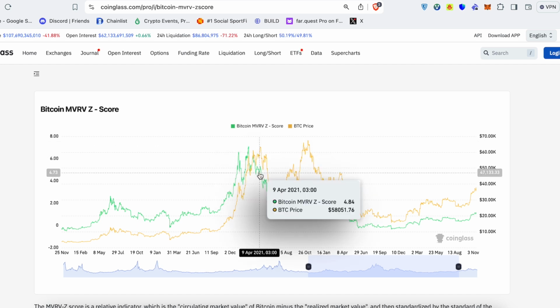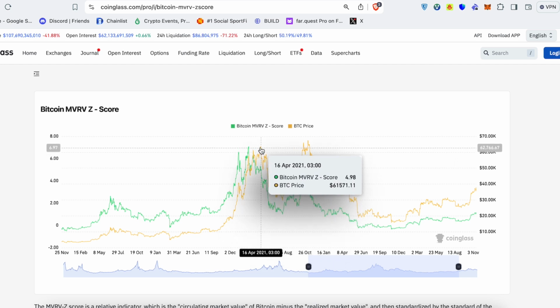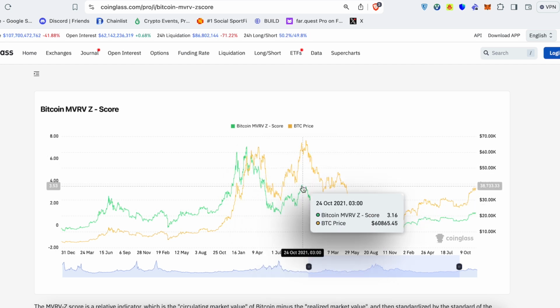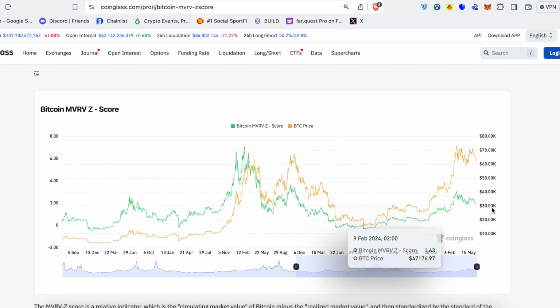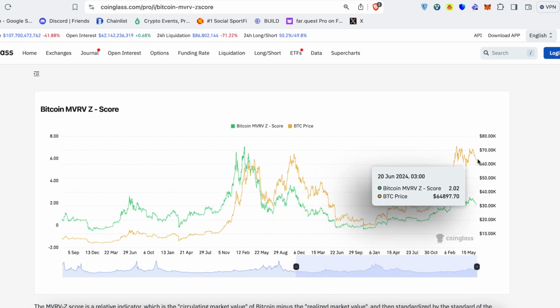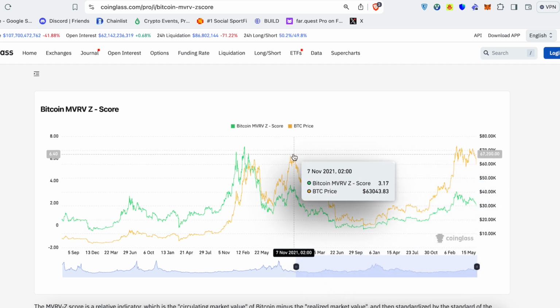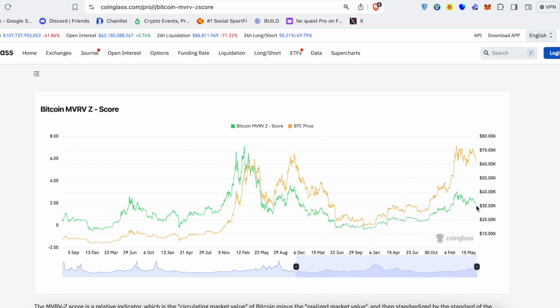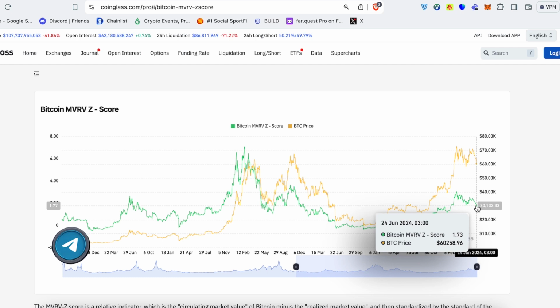It was a signal of the end of this cycle. Price hit its highest point in April, 63-62K, and we collapsed down. And take a look at where the MVRV score was in November 2021. And what we have at this current moment: the price is almost at the level of November 2021, but the MVRV score is now at around 1.77.